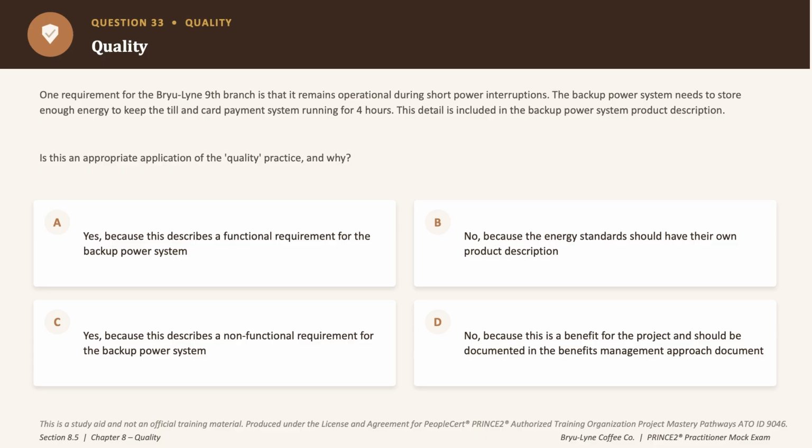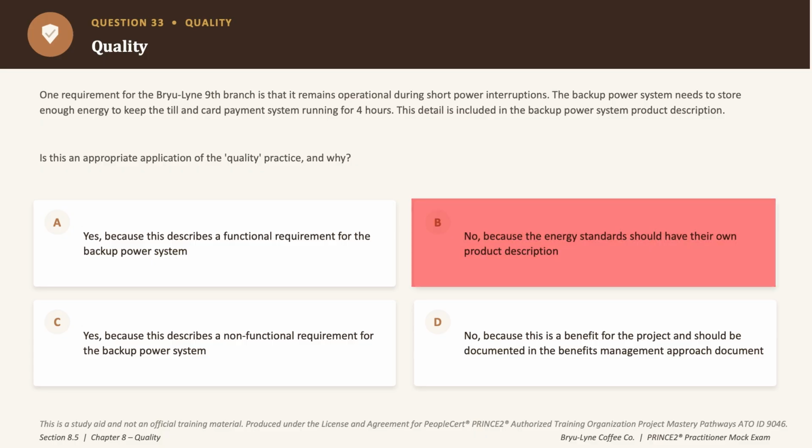Now option B says no, because the energy standards should have their own product description. Now that's a misdirection, okay? Because this isn't about a separate standards document, okay? So incorrect answer choice. Option A says yes, but calls it a functional requirement, okay? But functional requirements, if you go to page number 135 of your PRINCE2 7th edition manual, are what users will see at the point when they are using the product, okay? So for example, graphical user interfaces, colors, themes, fonts of the application, etc., etc. Okay, so an incorrect answer choice.